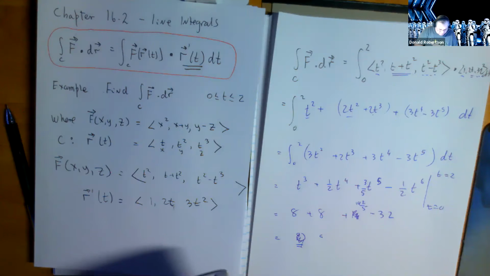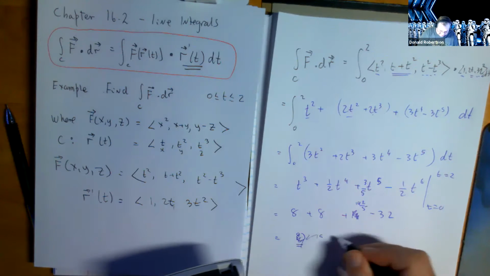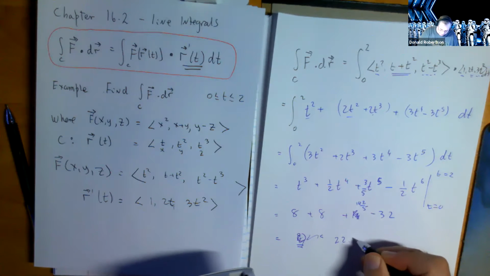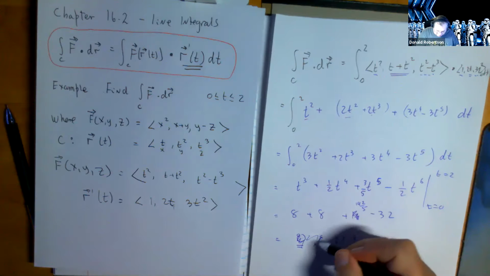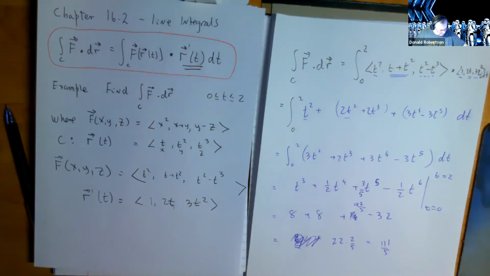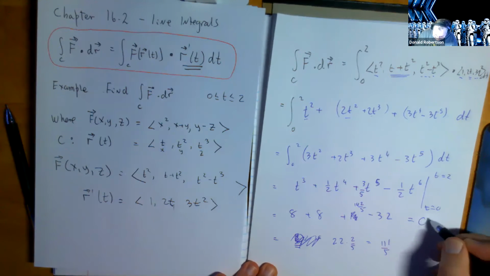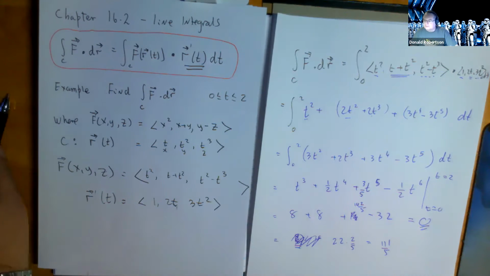Okay. So I get 22 and 2/5, so it's 111/5. I wish it had been the other answer, because then I could have said something. Do you know it's okay to get 0 for a line integral? It's also okay to get negative.